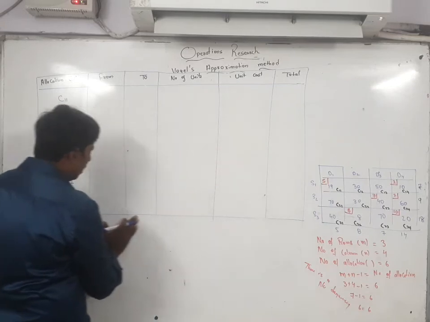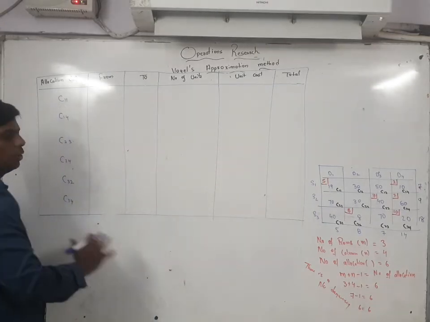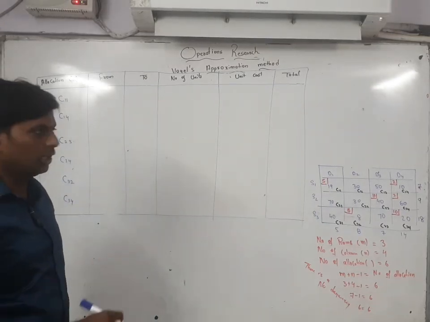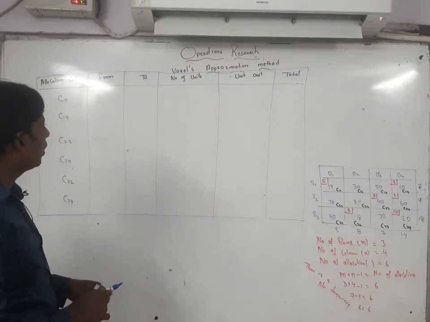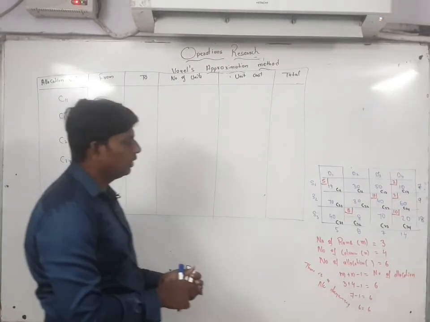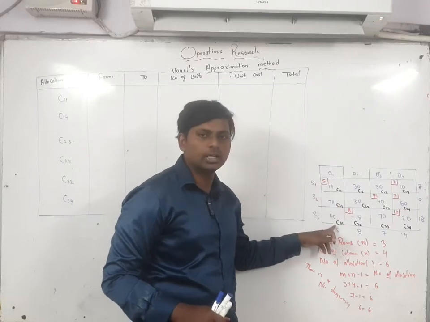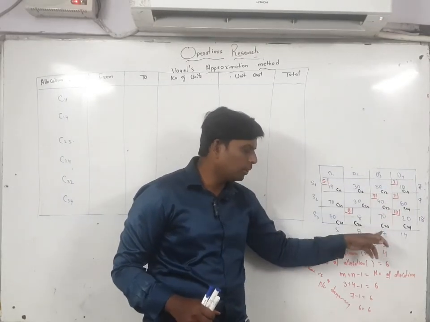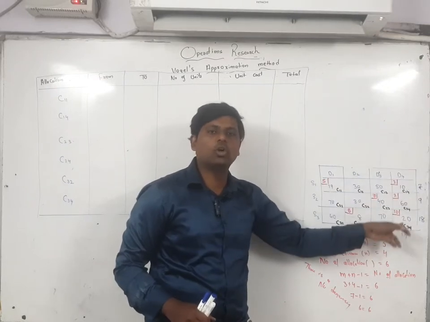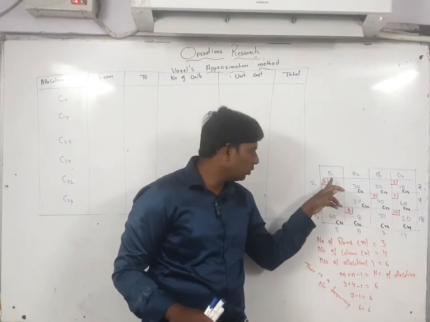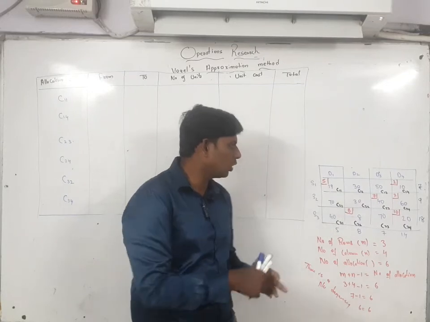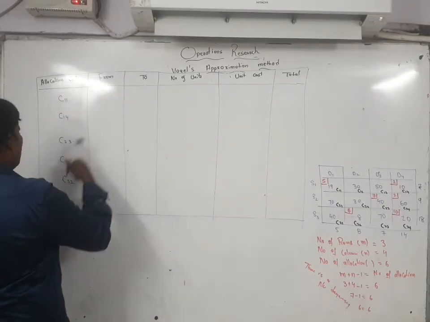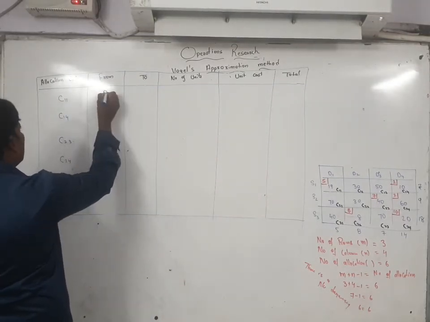First you have to write down in which cell it is allocated. After that, from the starting, see, in D1 how many allocations are there? In D2 how many allocations are there? In D3 how many allocations are there? In D4 how many allocations are there? As you can see here, in D1 only one allocation is there. So D1 you have to write one time only. Here you can write the D1.